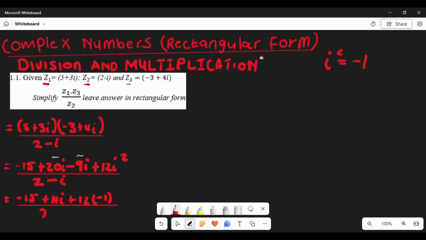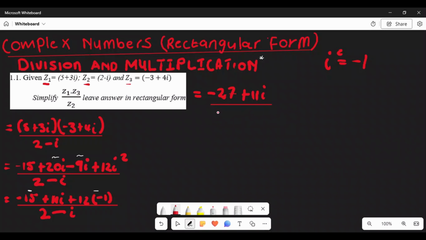As you can see, the numerator we simplify, but the denominator we keep it like that at the moment. From here, we still have like terms again. This time the like terms are real numbers. We have negative 15, and then this 12, if you multiply by this negative 1, it's going to become negative 12. So negative 12 minus 15 will give you negative 27. Those are like terms. So negative 27, and then we're going to be left with plus 11i. So this is our numerator.